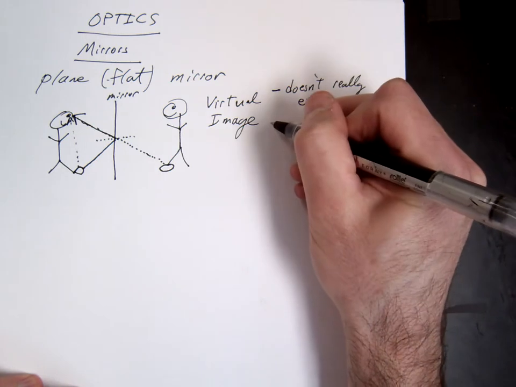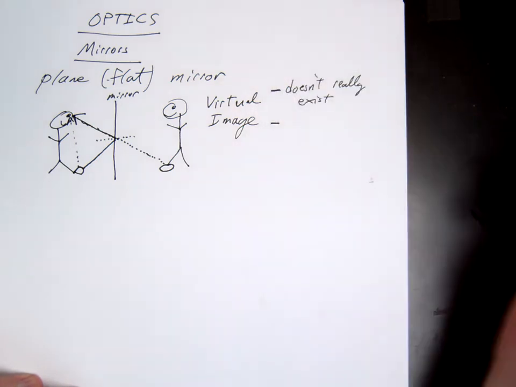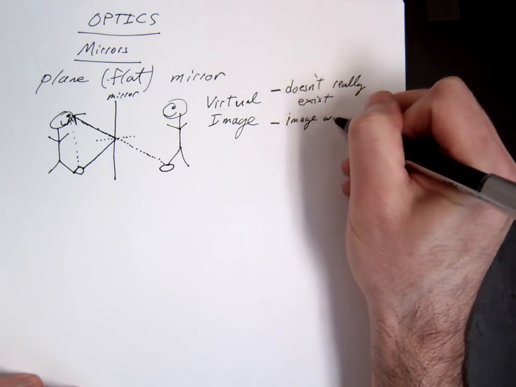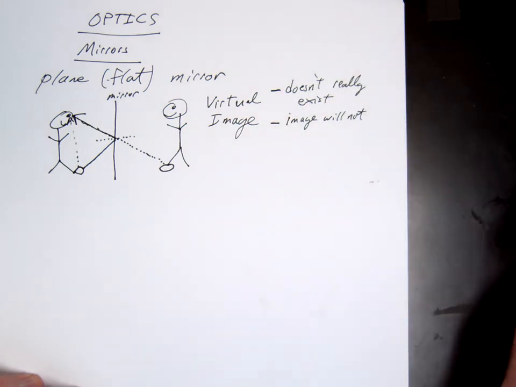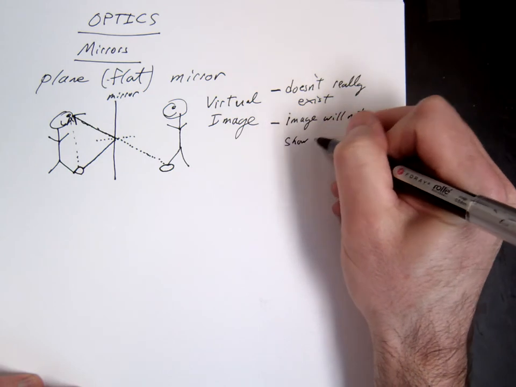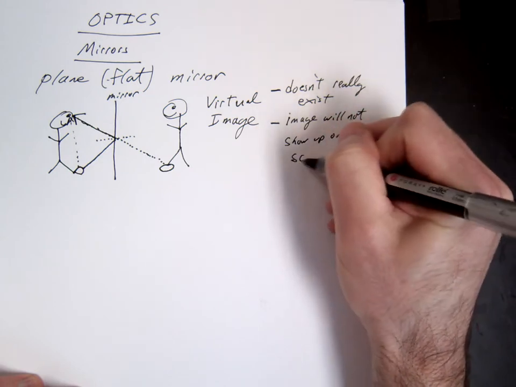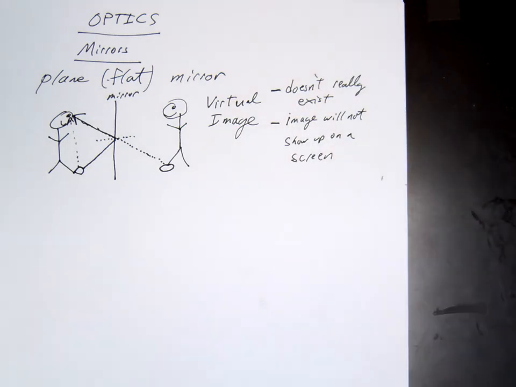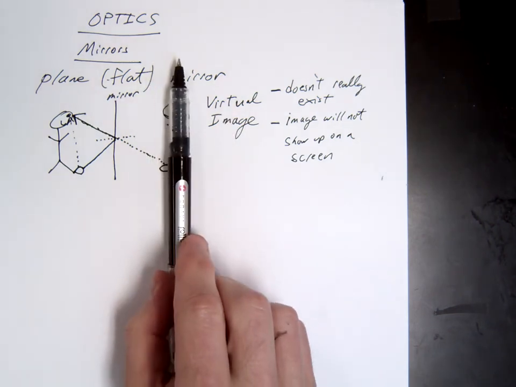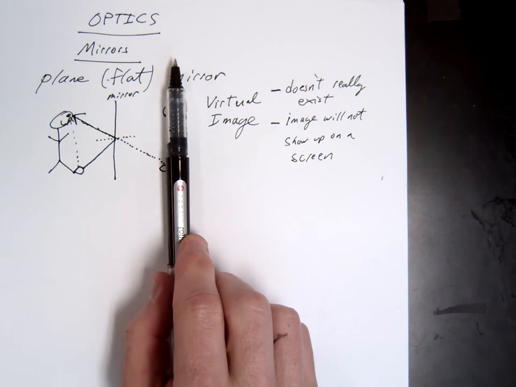It doesn't really exist. One of the ways you can think about this is, well, the image will not show up on a screen. That's kind of like the ultimate test you should ask yourself. Will this image show up on a screen? And a screen could be anything. Simply a piece of paper would be a screen. You used screens in the diffraction lab that you just did last week, where you put a screen and you saw the laser light shine on the screen. So that showed up on the screen. If you were to stick a piece of paper behind the mirror, would anything show up on it? No. Okay, there's nothing there.